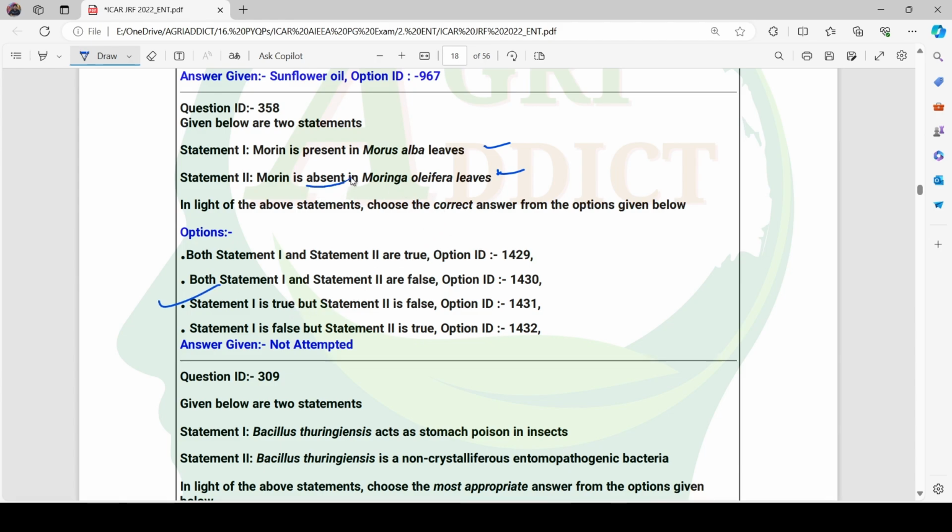Actually it is written like morin is absent. No, morin is present. So the statement 2 is false. So statement 1 is true, but statement 2 is false. That is, morin is present in both Moda salva and Moringa leaves. Okay. Option 3 is the correct answer.